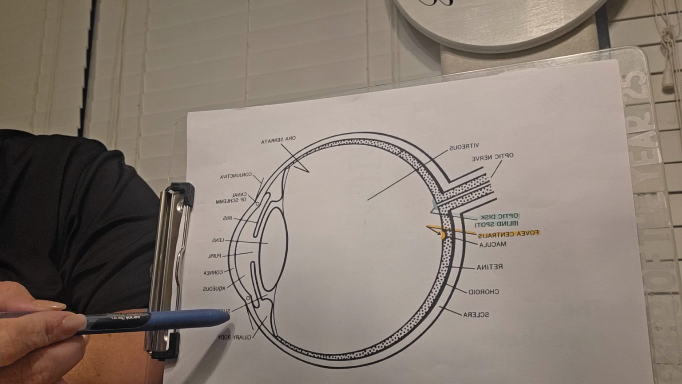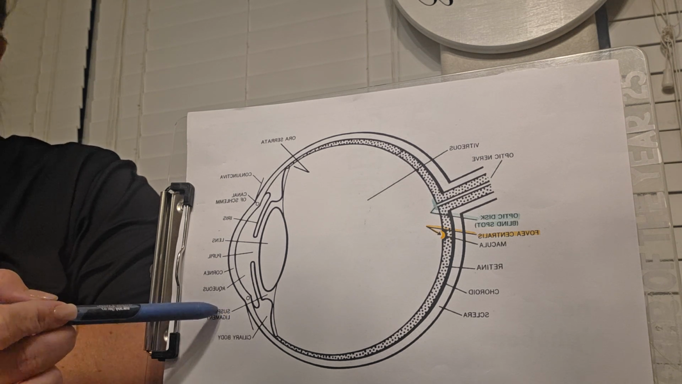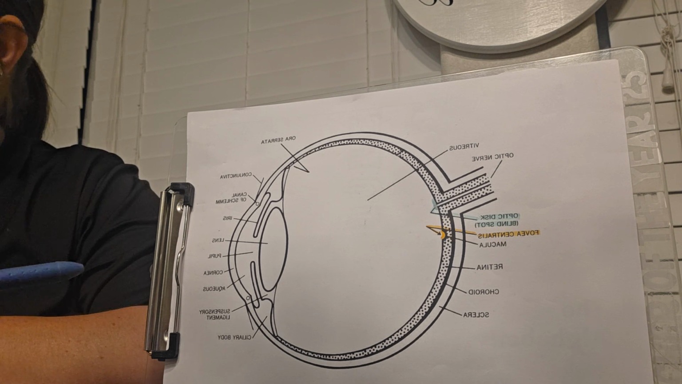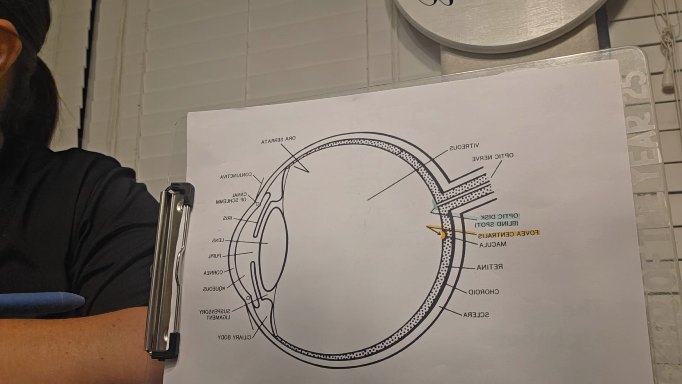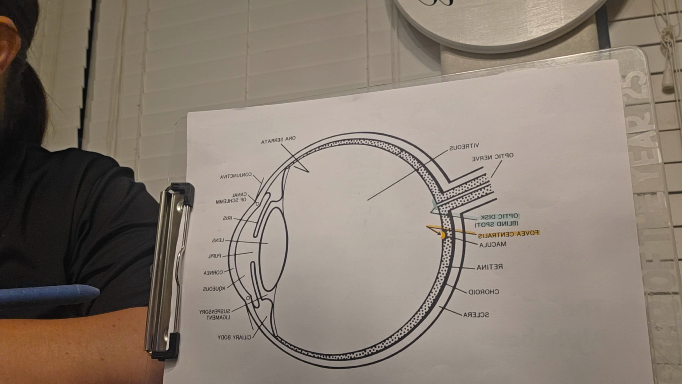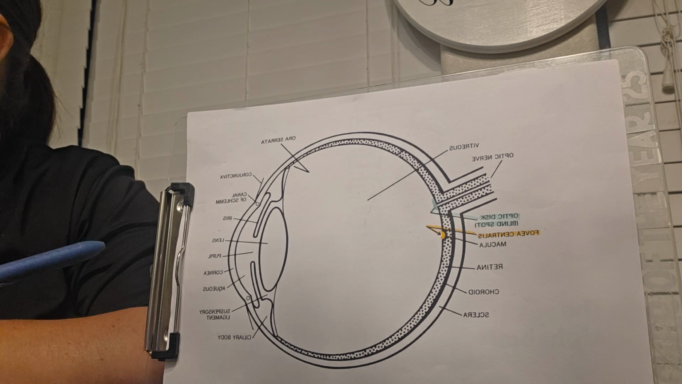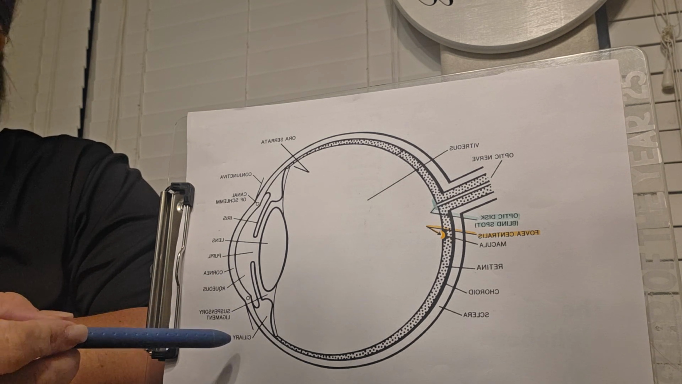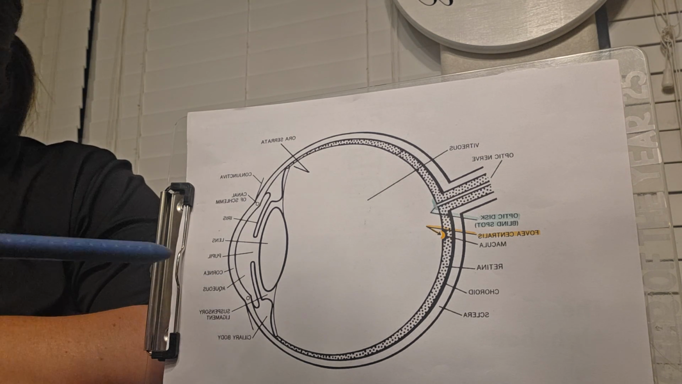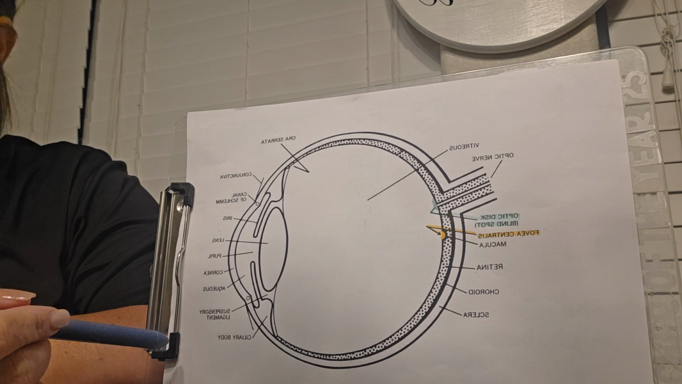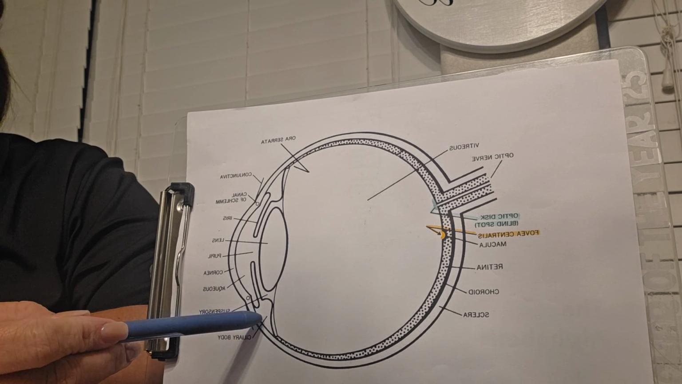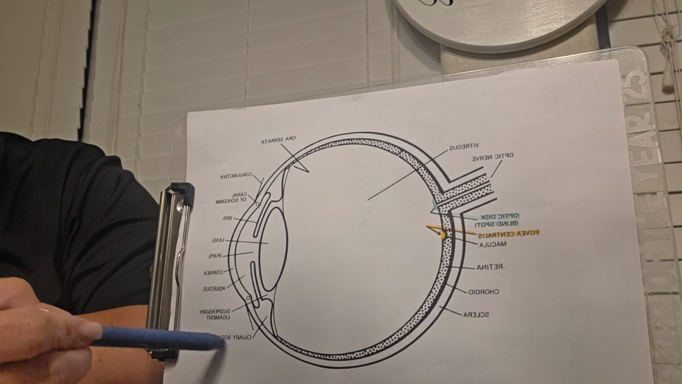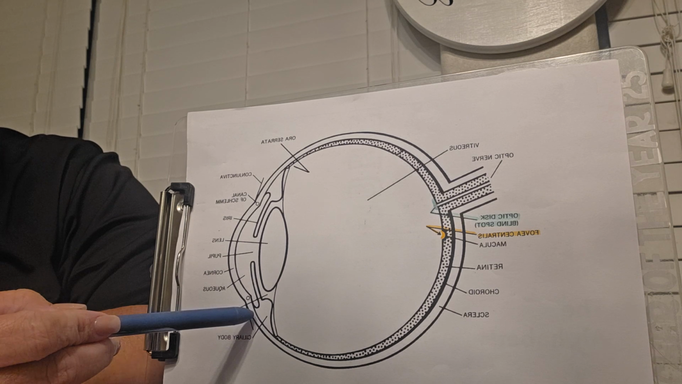The suspensory ligament is going to help maintain the position of the eye and the shape of the lens. It's also where the ciliary body and lens attach to each other. Here we have our ciliary body. The ciliary body is a muscle ring that controls the shape of the lens. So these two together help control our lens in our eye.